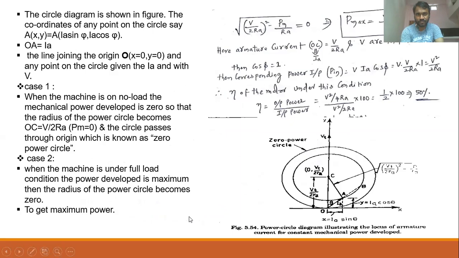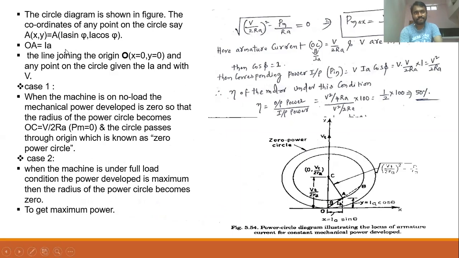So next, the circle diagram is shown in the figure, and here the coordinates are OE here, and OA equals the radius, equal to IA here. So this is V equals V by 2 RA, and this is the center, and the radius equals OA, that is, the radius equals IA here. How are we going to see this?